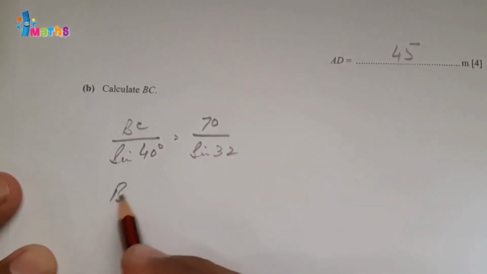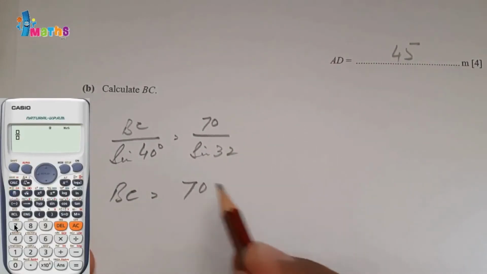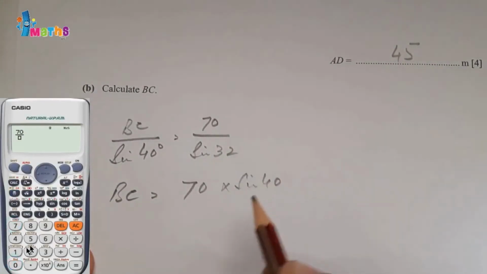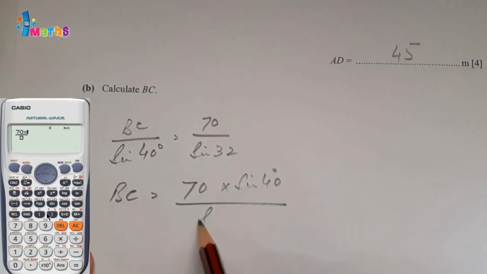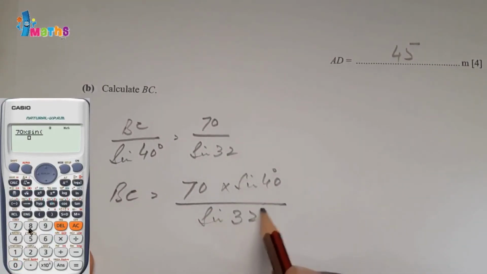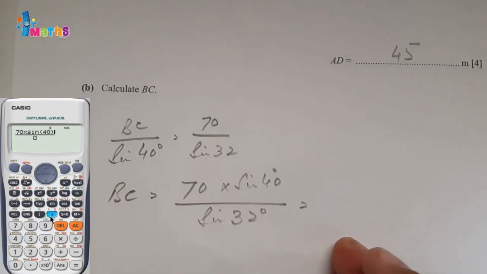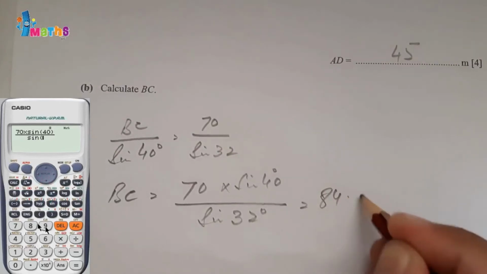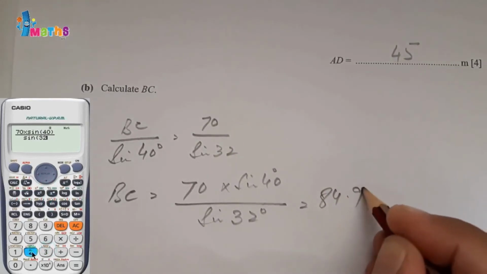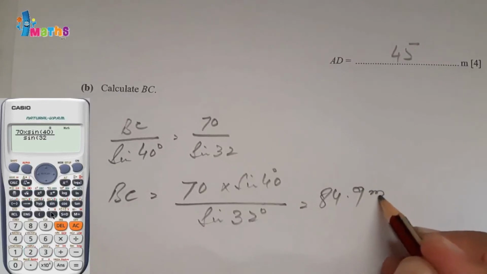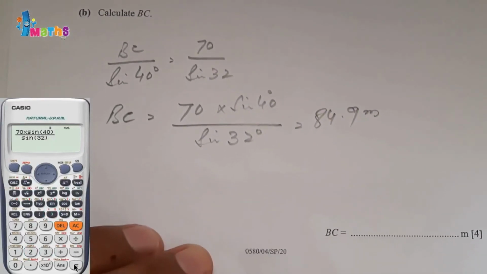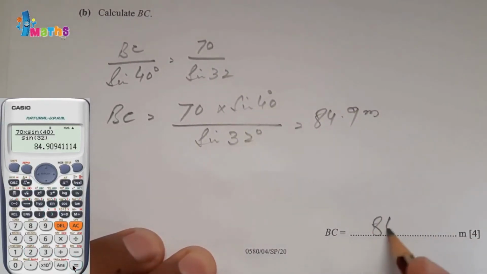So this implies BC will be equal to 70 multiplied by sine 40 over sine 32 degrees. If we replace these values in our calculator, we will get 84.9. So our answer will be 84.9. This will be in meters. So we can write down the answer as 84.9 meter is already written.